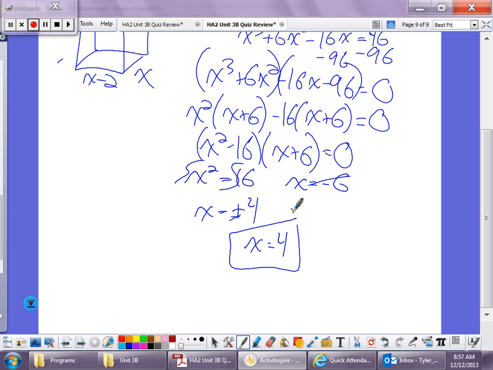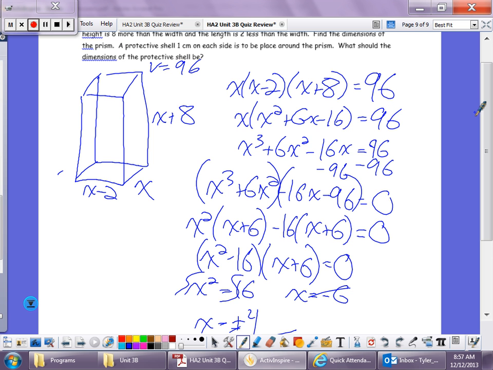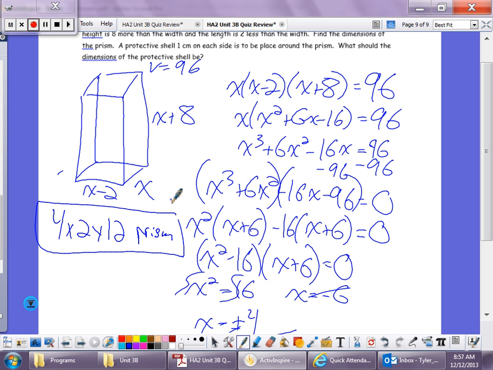Okay, so I'm not done yet. That just gives me my value for x. So now I'm just going to plug 4 in for x up here in my picture. So I have 4. 4 minus 2 is 2, and 4 plus 8 is 12. So the prism is 4 by 2 by 12. So that's just a volume question we solve using factor by grouping.